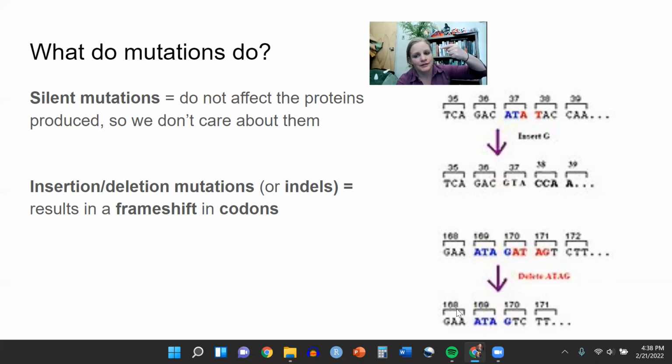And as somebody who uses DNA sequences to figure out what species are which, these indels are a total pain in my butt because I can't now line up my DNA sequences with what's in the database. So, all right, that's indels.